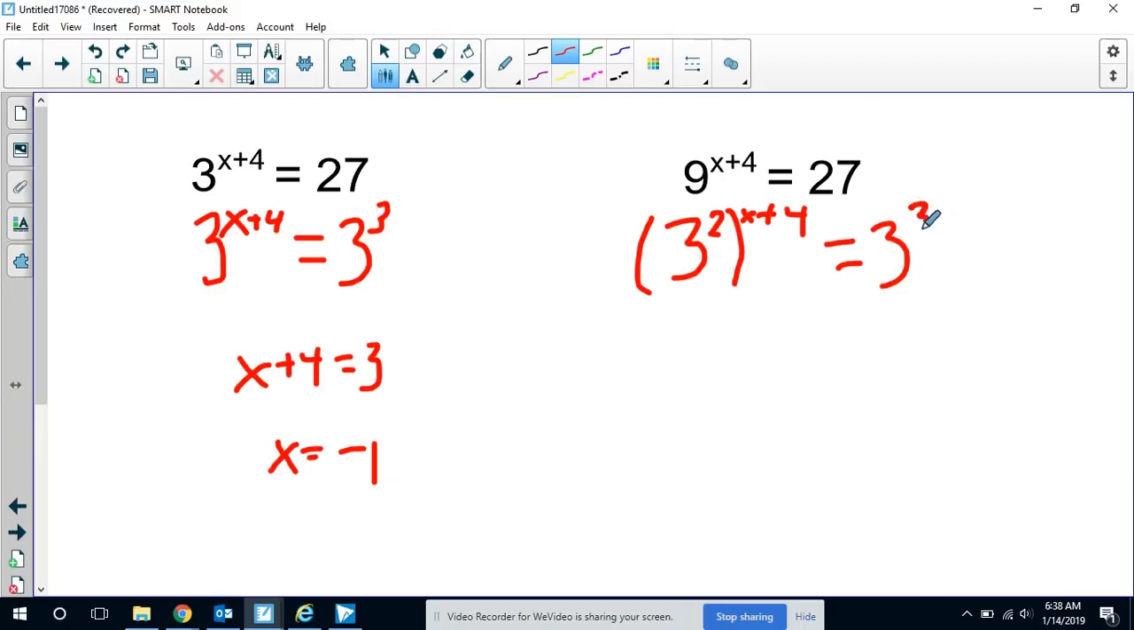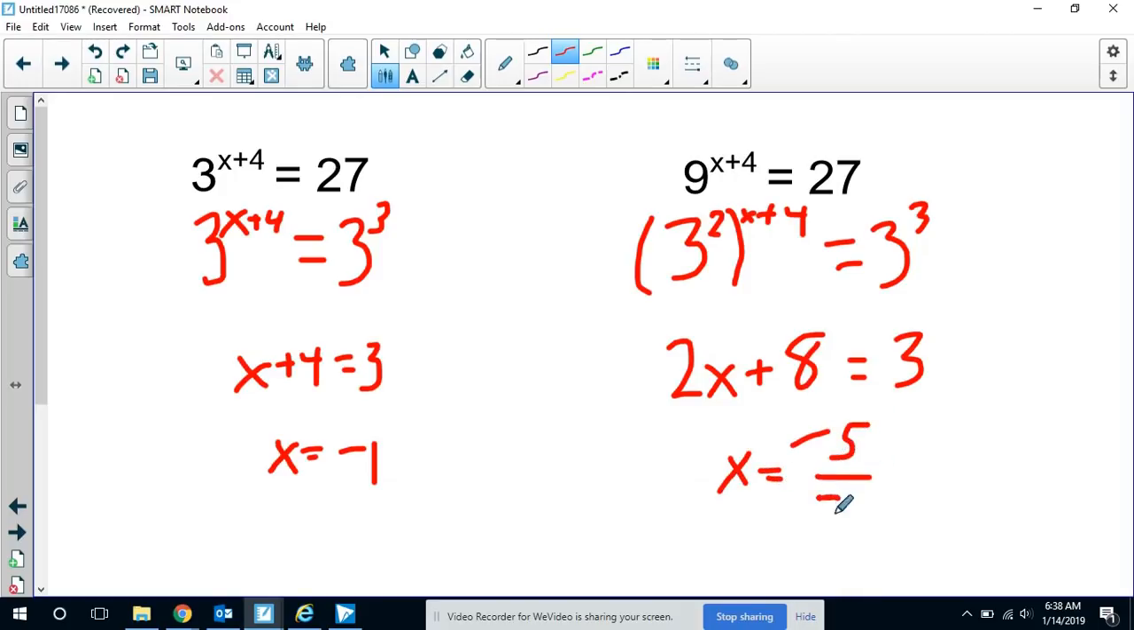And this is kind of annoying to write this way. One of the hand tools is not available, so I'm basically just trying to use a mouse to write. So then I can set the bases to be the same, or I'm sorry, the exponents to be the same. So 2x plus 8 equals 3. So in this case, x equals -5 halves. Those problems aren't that hard.